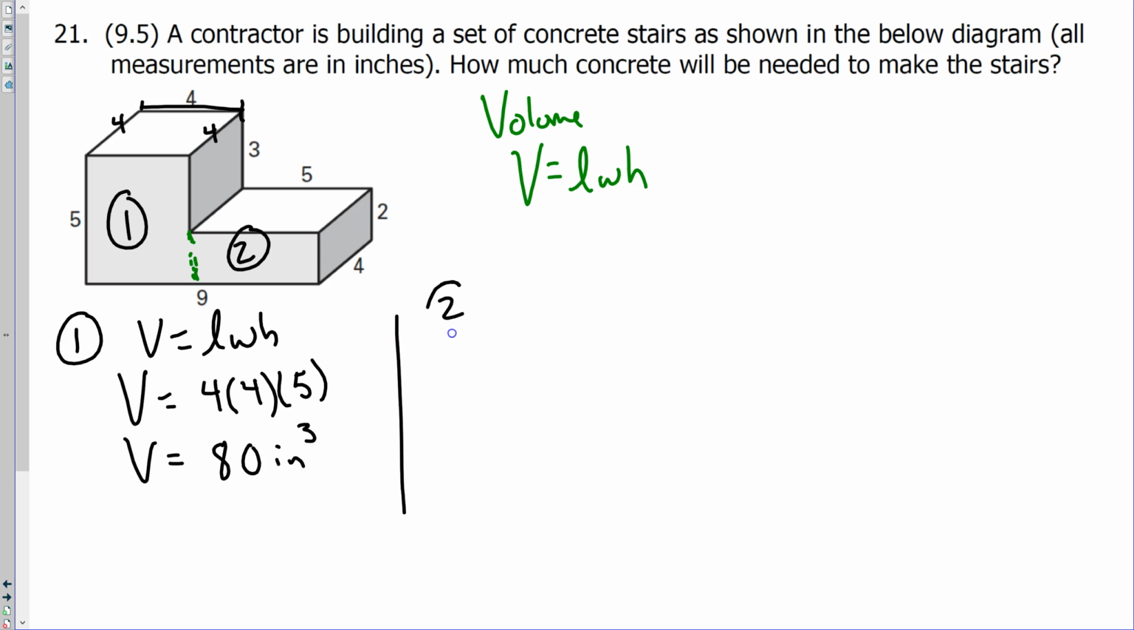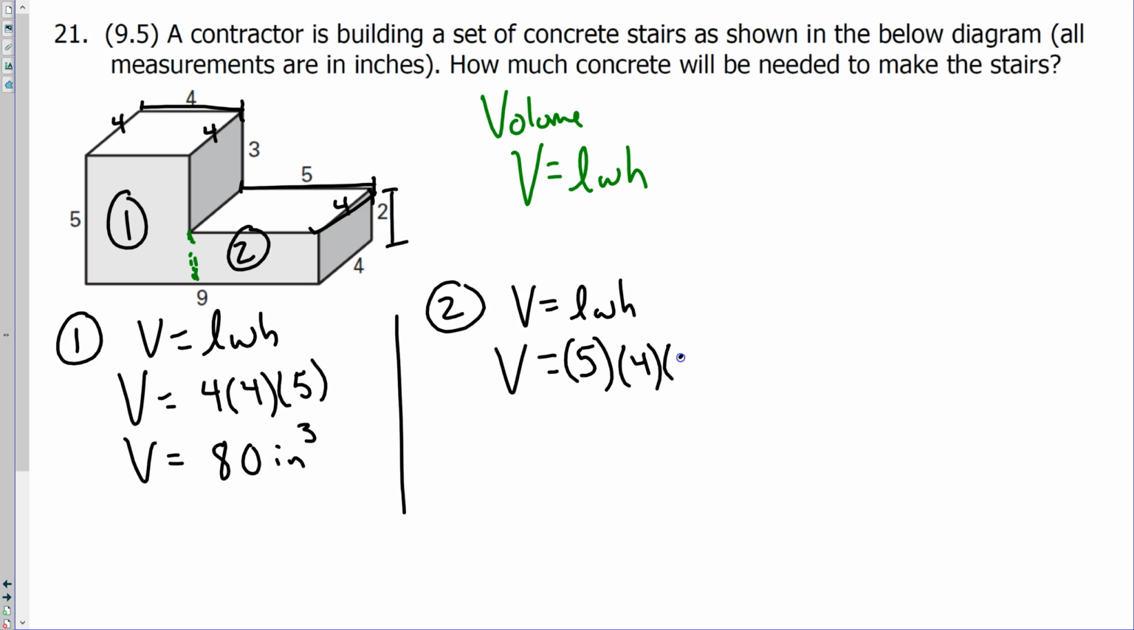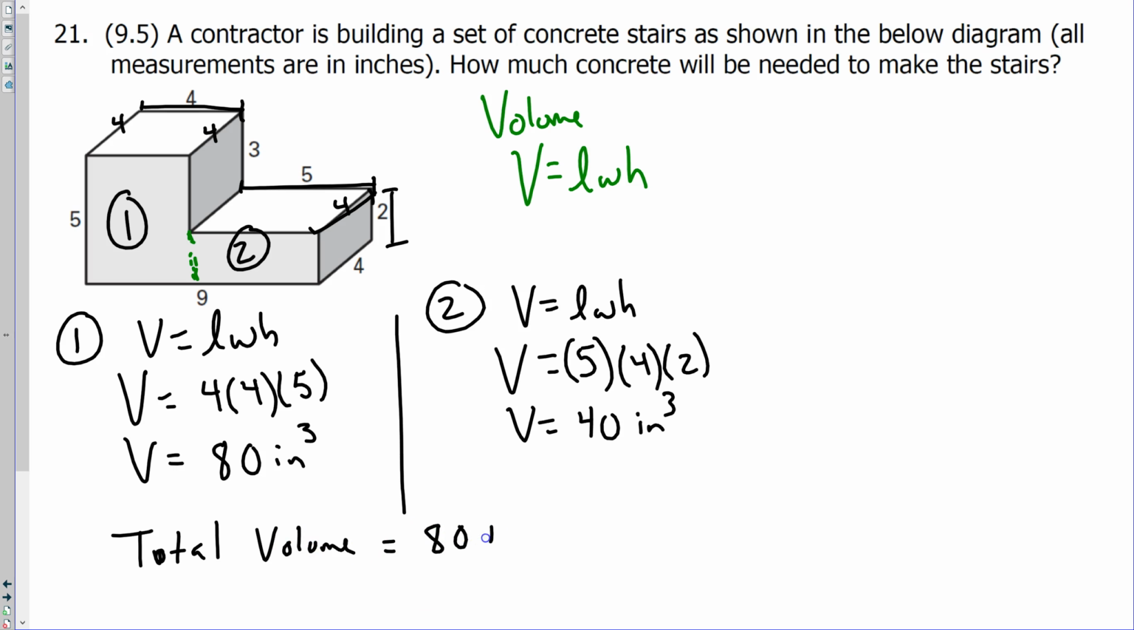And then for the second prism, same formula, length times width times height. Again, looking at the top may help us with our measurements. So this one's 5 for the length. The width is that measurement of 4 that we saw on the right side. And then the height of it would be 2. So 5 times 4 times 2, that gets me 40 cubic inches. And so our total volume is going to be those two added together. So 80 plus 40, that gets me 120 cubic inches.